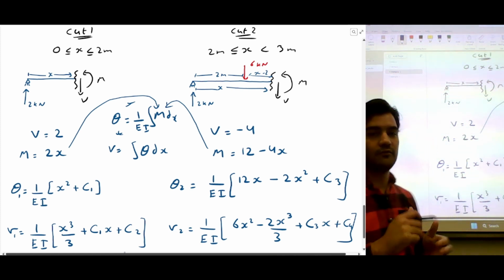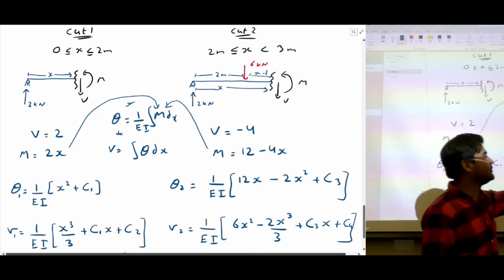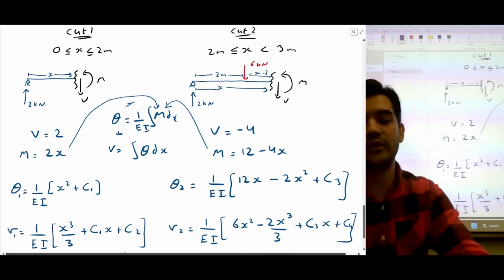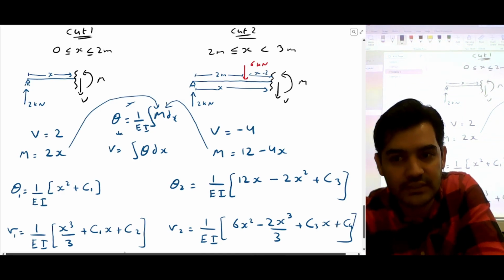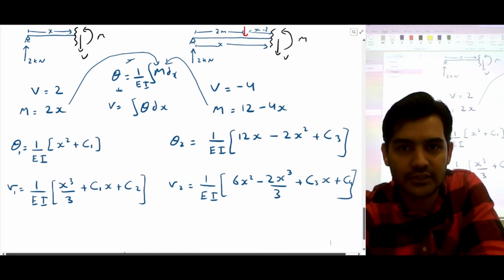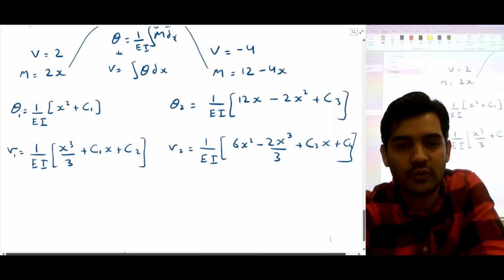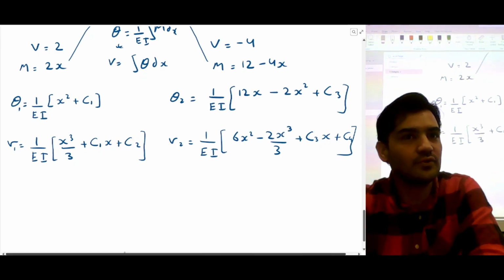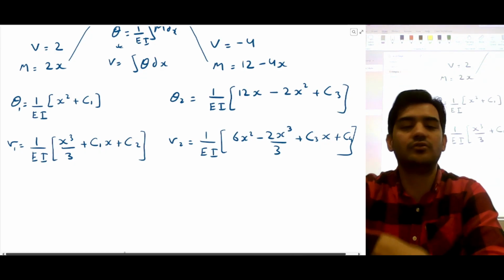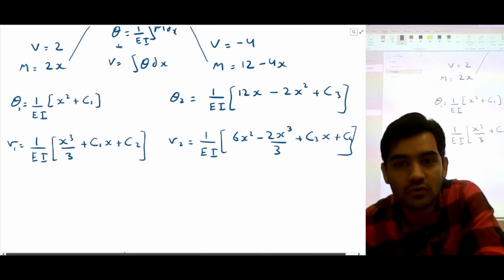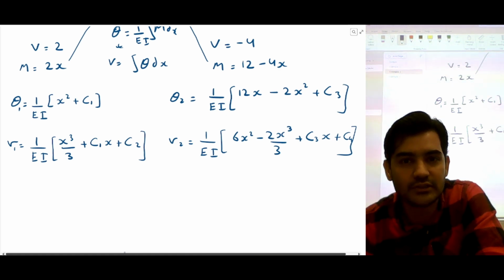So we have 4 unknowns, C1, C2, C3, C4. So we need 4 equations. Last time we used boundary conditions to figure out these equations. Now also we're going to use boundary conditions and other conditions to figure out those 4 equations, and then we can calculate C1, C2, C3, C4. Once we have those, we have all the equations we need to draw any diagram which is required. So let's figure out the boundary conditions.